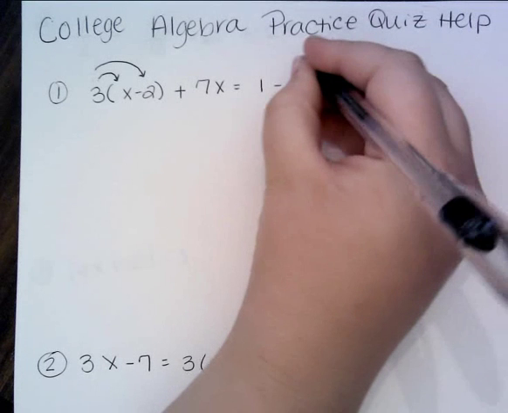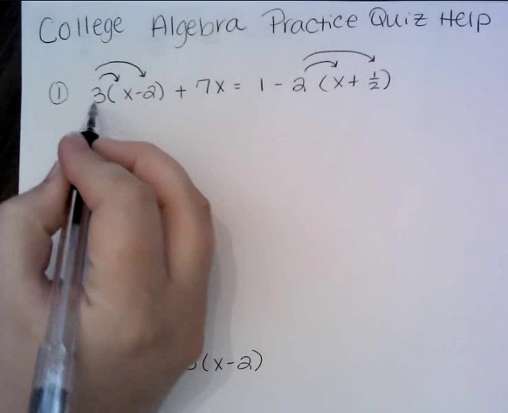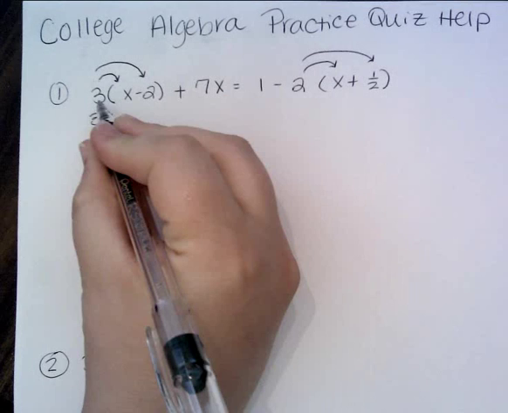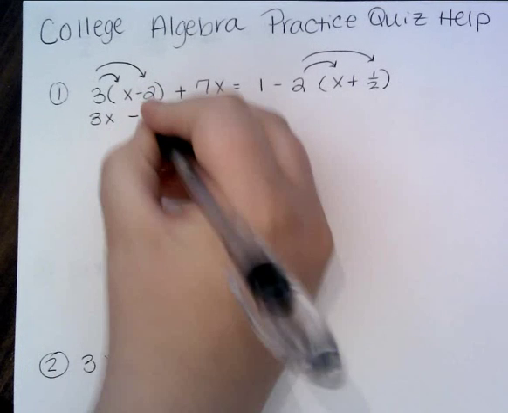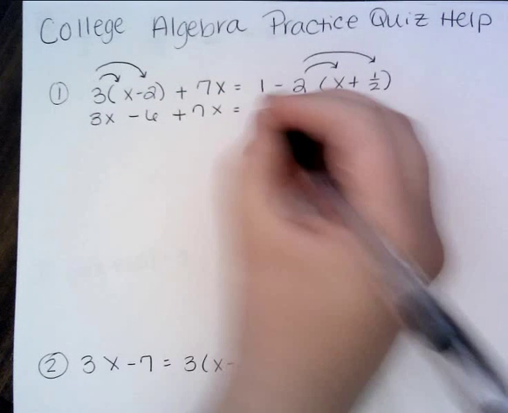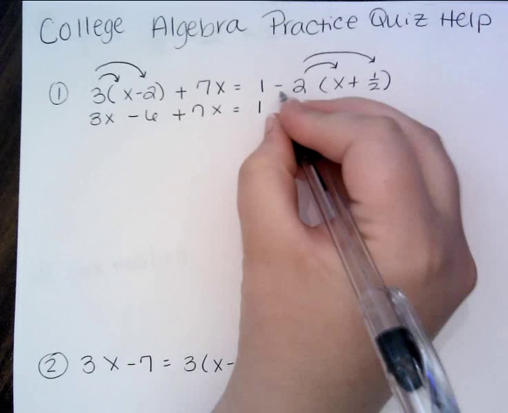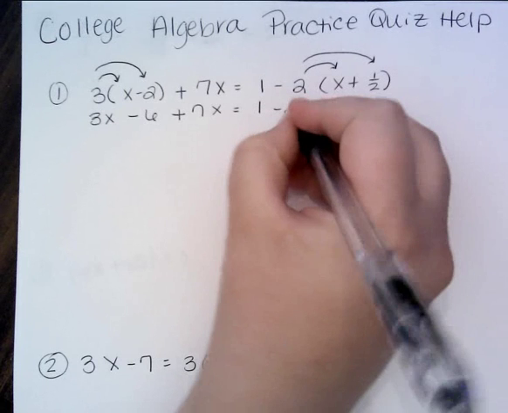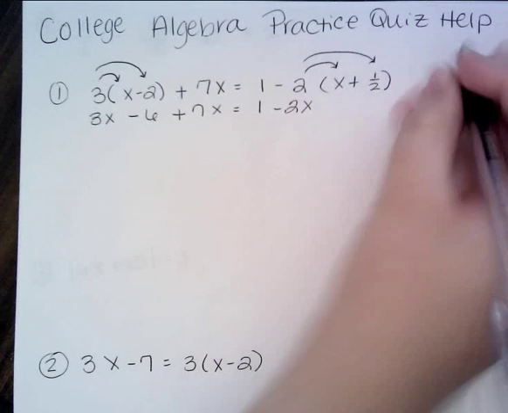and to this set. So 3 times x is 3x. 3 times negative 2 is negative 6. Bring down your plus 7x. Bring down that 1. Notice that this is a negative 2. So negative 2 times x is negative 2x. Negative 2 times 1/2. Let's do this over here.